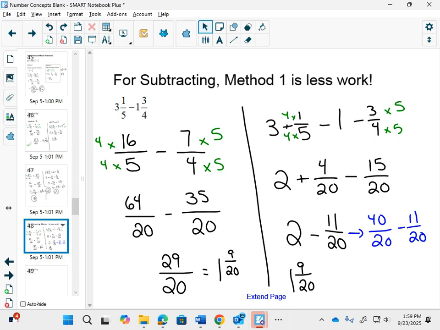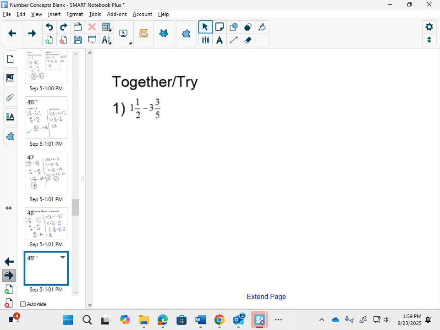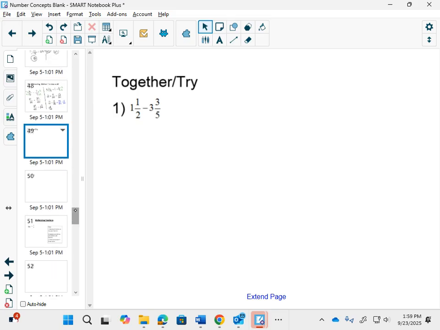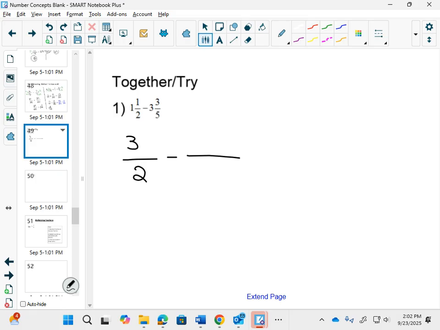So I have a couple for you to try. So there's 2 questions. Try them both with method 1. See what you come up with. Our second one here. This can get a little bit tougher.